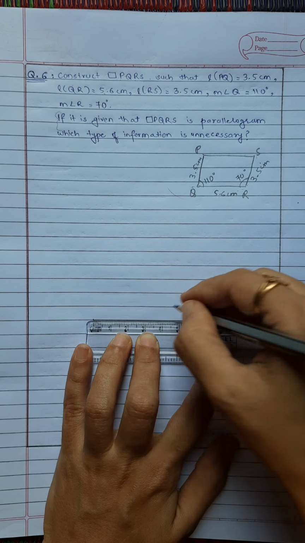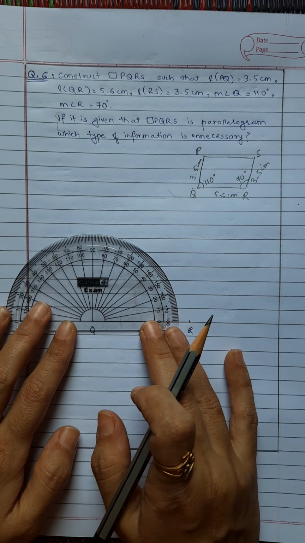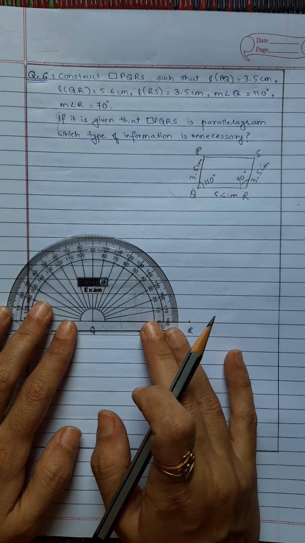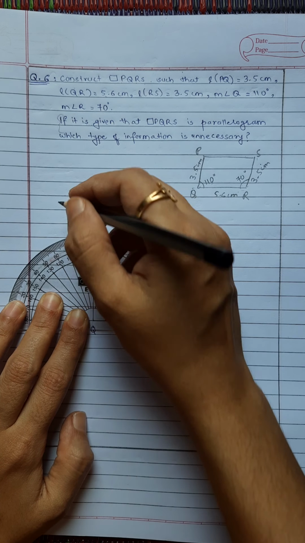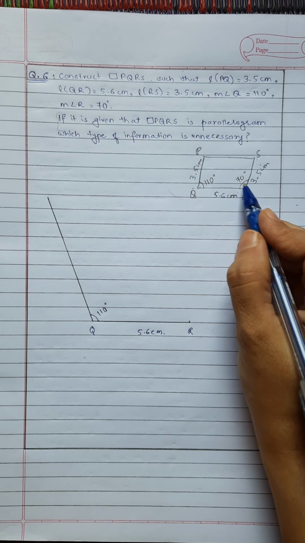Now on both the vertices the angle measurements are given. So using the protractor, I'll go for vertex Q. I'll go for 110 degree angle, keeping the protractor properly on vertex Q. 110, that means starting from 0 I'll go for 100 and 110. So 110, I'll mark it up here using the scale. I'll join the marked point and vertex Q. I'll extend the line. It measures 110 degrees.